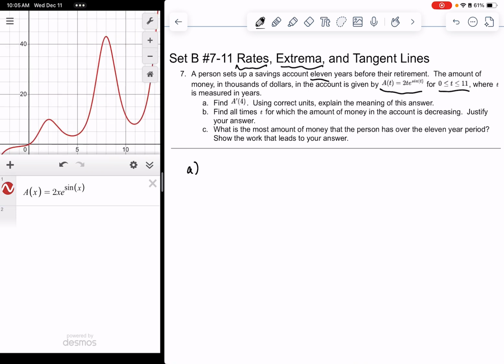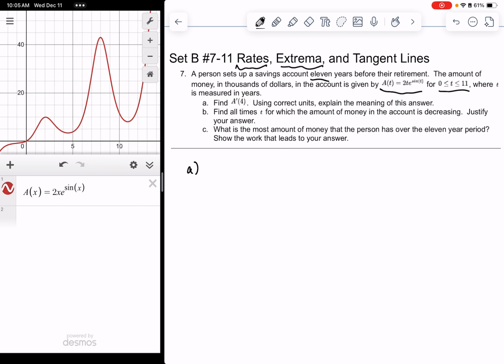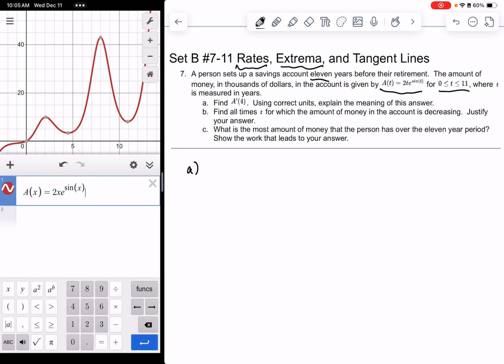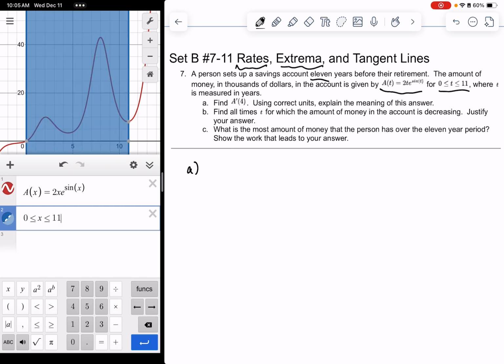Now I can zoom out a little bit just by scrolling or pinching, depending on what kind of device I'm on. I'm also going to put in a graphing window by typing the inequality 0 less than or equal to x less than or equal to 11. So this is the window that we're looking at, that shaded blue area.